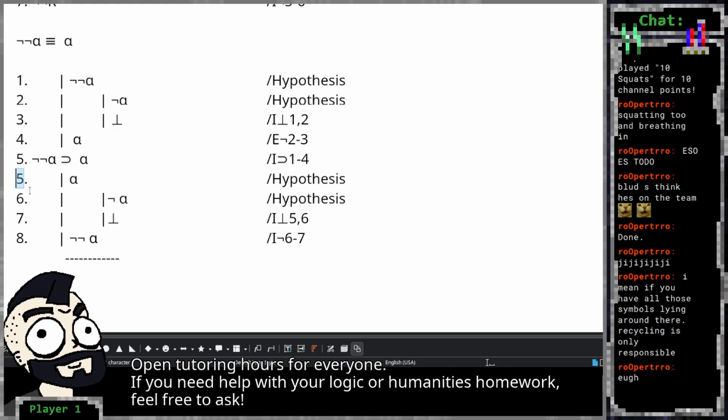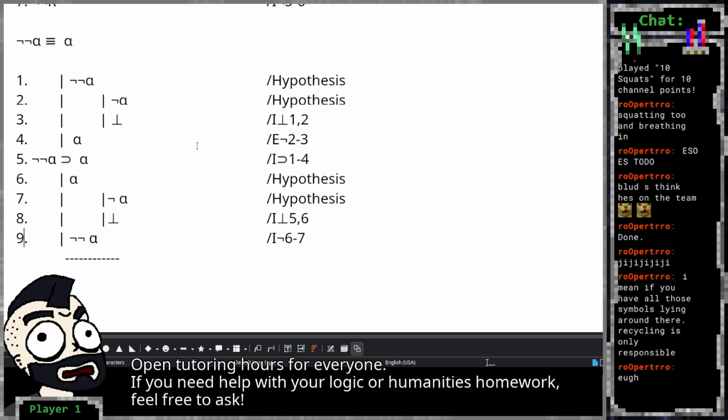And then I have to add another one. But it's fine. And then the contradiction is between 6 and 7. Cursed meme, awful. And then this is the subproof that started at 7 and ended at 8, which means that in 10 I have that alpha implies not alpha.